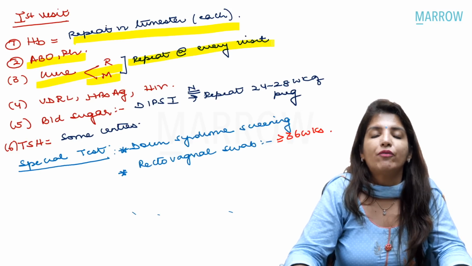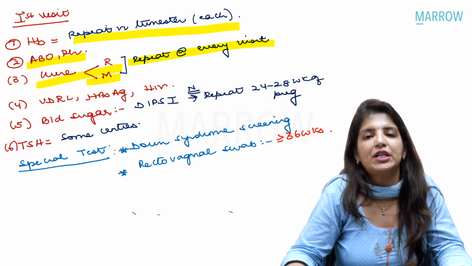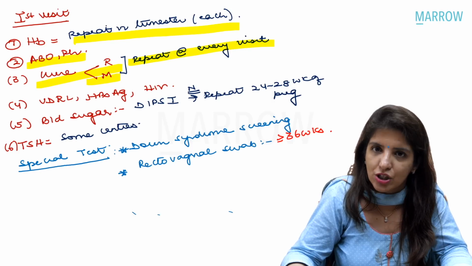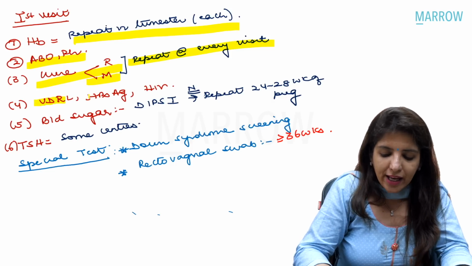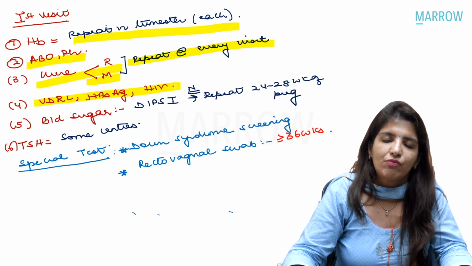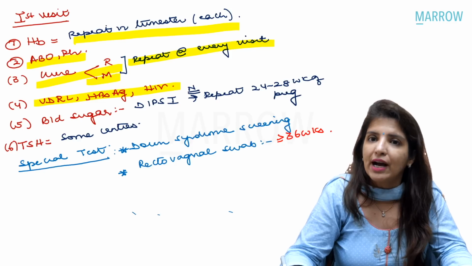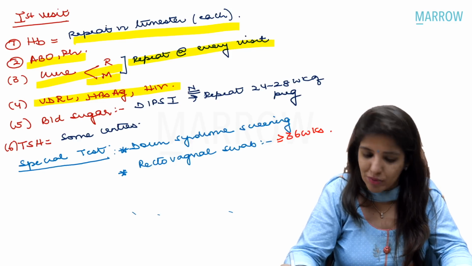Why? Because one of the very important causes of preterm labor is asymptomatic bacteriuria. So in every visit, you have to do a urine routine microscopy. Then you have to check for viral markers and infection markers, like you have to do a VDRL, you have to do HIV and HBsAg.